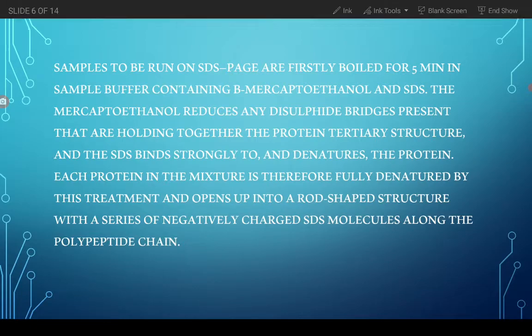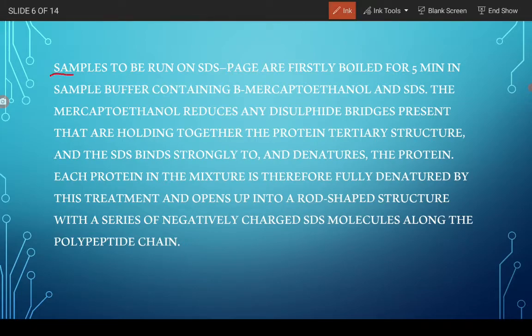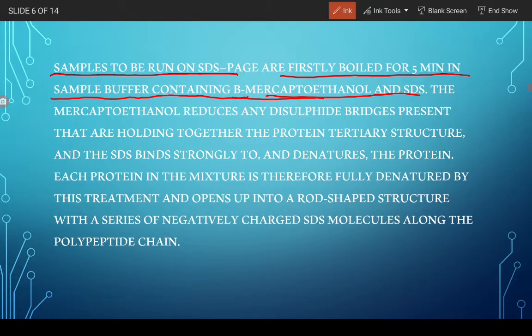Now, how does this method work? Samples to be run on SDS-PAGE are firstly boiled for 5 minutes in sample buffer containing beta mercaptoethanol and SDS. So before we start to run the samples in the gel, we have to take the sample protein and boil it with beta mercaptoethanol and SDS. We put it into a beaker and then boil it for 5 minutes along with the sample.